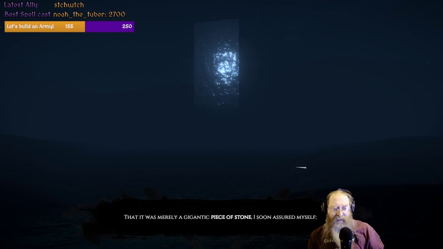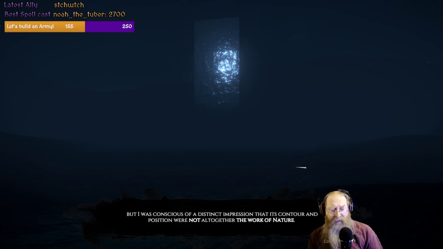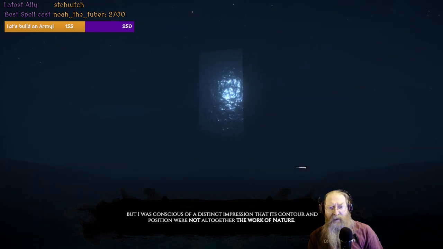That it was merely a gigantic piece of stone, I soon assured myself. But I was conscious of a distinct impression that its contour and position were not altogether the work of nature.